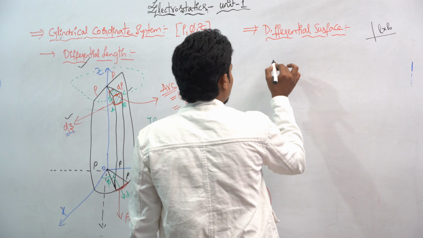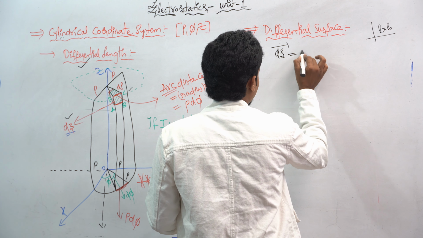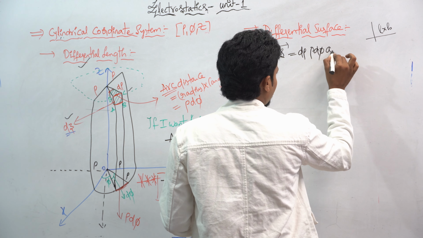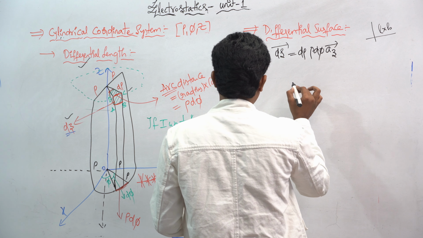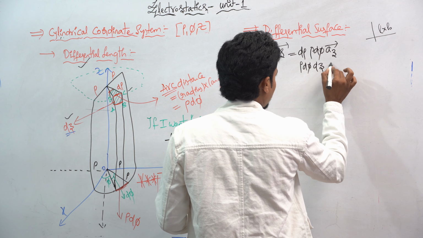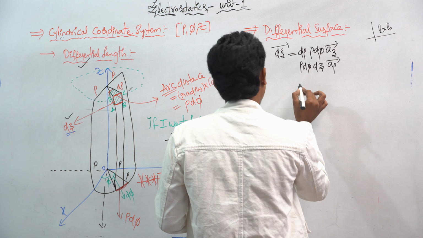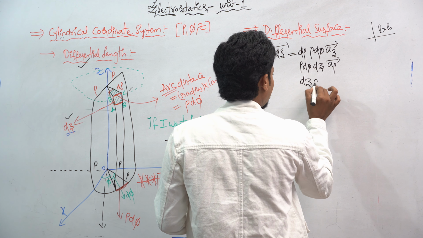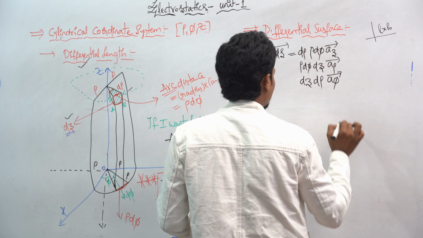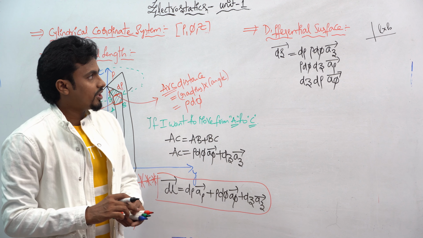Similarly, ds bar: if I want to consider d rho d phi, your unit vector will be the AZ bar. If I want to consider rho d phi dz, what will happen to the unit vector? That will be the a rho bar. If I want to consider dz d rho, the unit vector will become the a phi bar. Rho, phi, z is complete. This is your differential surface.